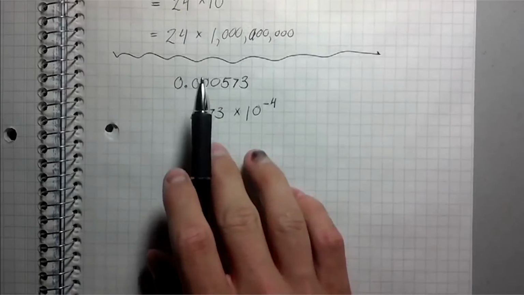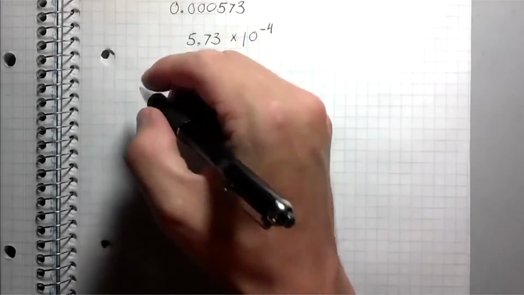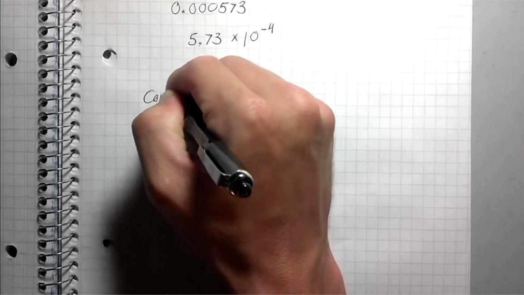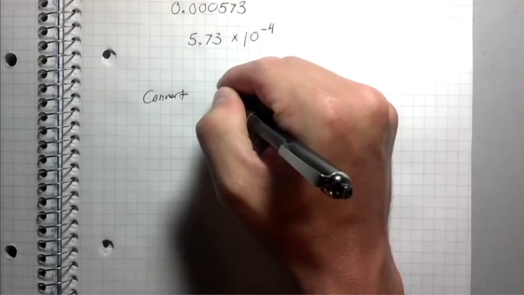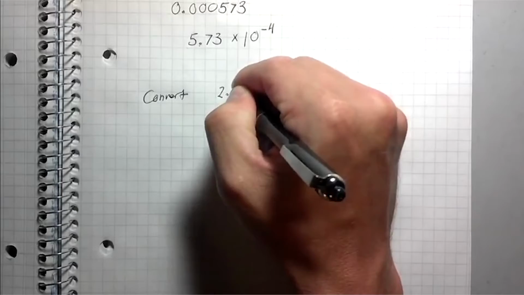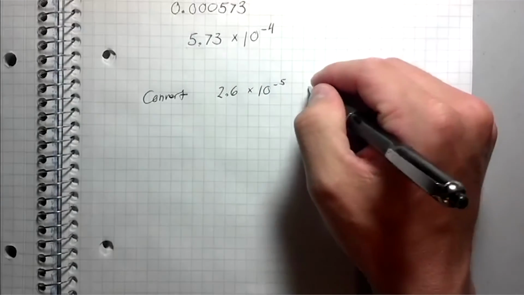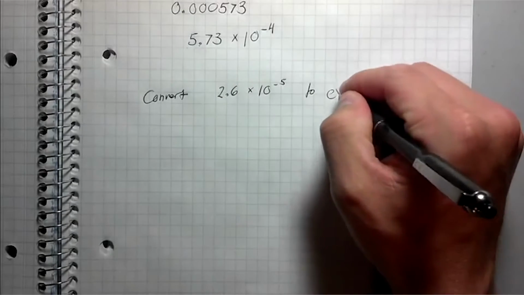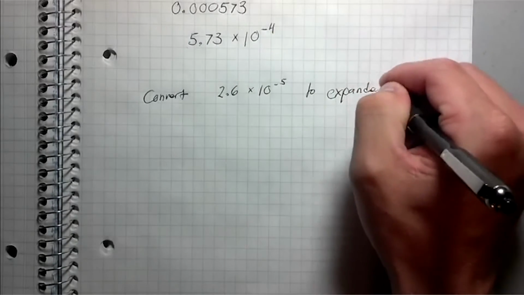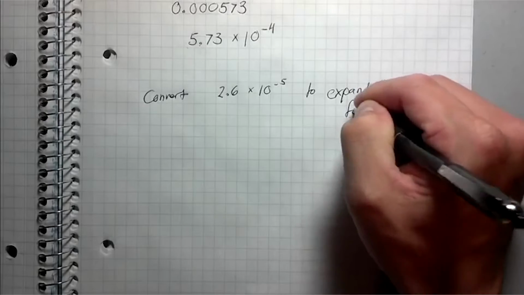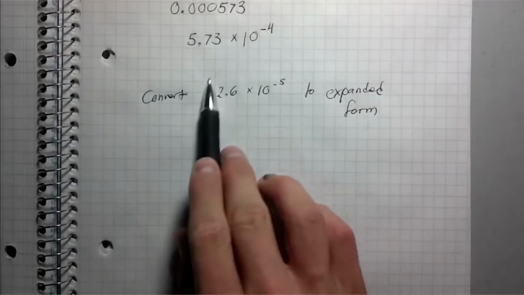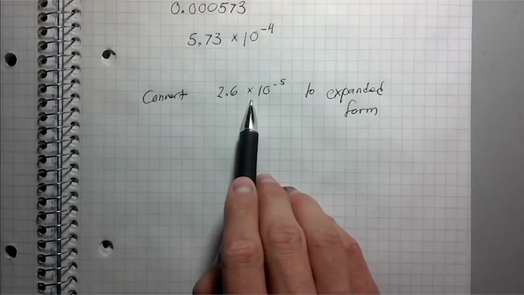What would happen if they gave you a problem like this? They said, convert 2.6 times 10 to the negative fifth to expanded form. So they just want you to write it in normal form. This is in scientific notation right now, and you have to write it as a normal number.